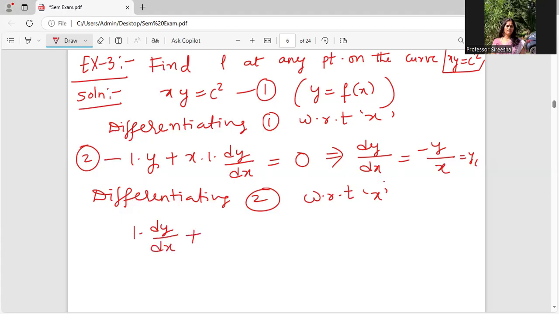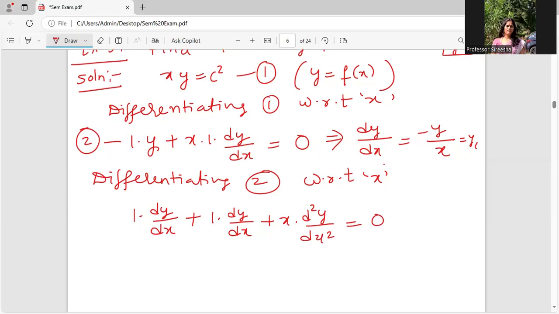Now, for x into dy by dx, I should be using the UV rule. x derivative is 1, dx by dx would be 1, so I won't be writing anything. dy by dx is as it is, plus x is as it is. x into 1 is x, right, guys? x is as it is, dy by dx. Again, differentiating it with respect to x would give me d square y by dx square. Derivative of 0 is 0.